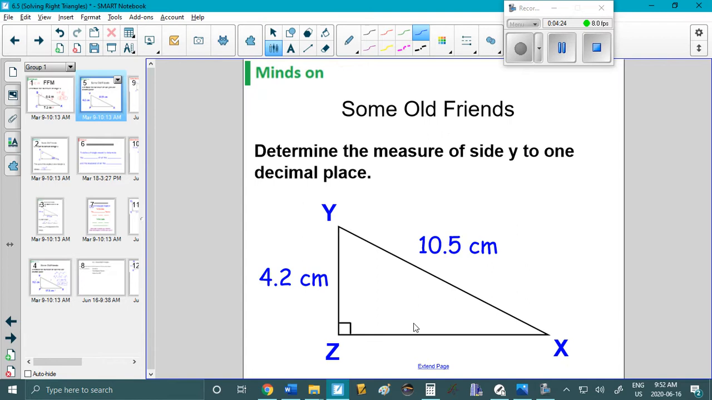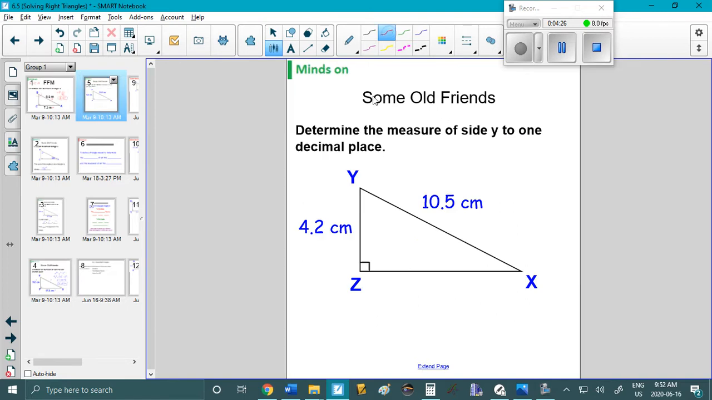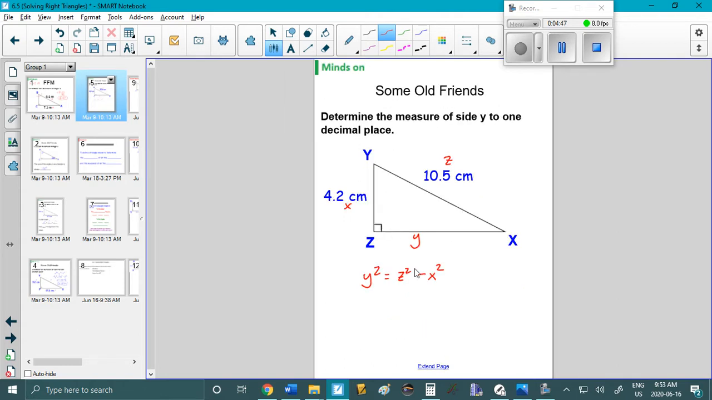All right, next one. Last Pythagorean theorem before we get into today's stuff. This would be x, this would be y, and this would be z. Now you might remember from earlier in the course, if we're using the Pythagorean theorem to find a short side, then we do y squared equals z squared, the long side, minus the other short side. So remember, if we're looking for not the hypotenuse, we subtract. So this is going to be 10.5 squared minus 4.2 squared.